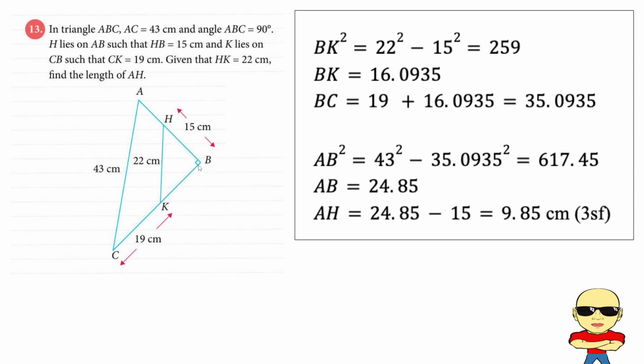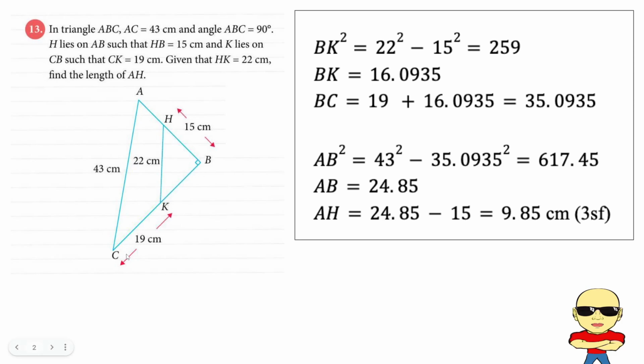Using triangle BKH and Pythagoras theorem, BK squared is 22 squared minus 15 squared, since the hypotenuse is 22. That works out to 259. When we square root that, BK is 16.0935. Then we add 19 to it to find BC, so BC is 35.0935.